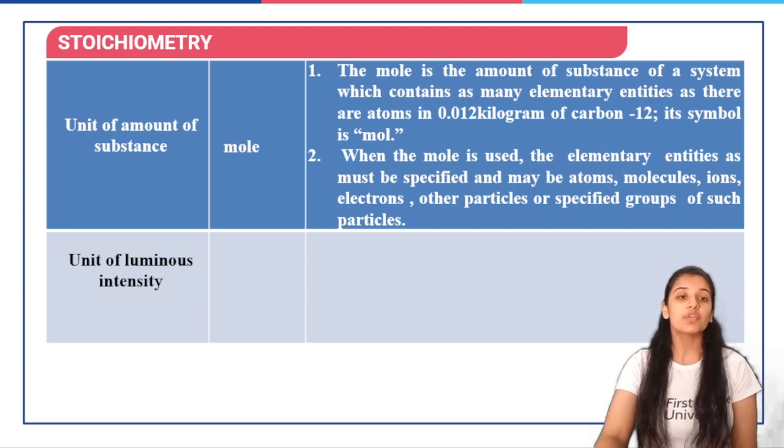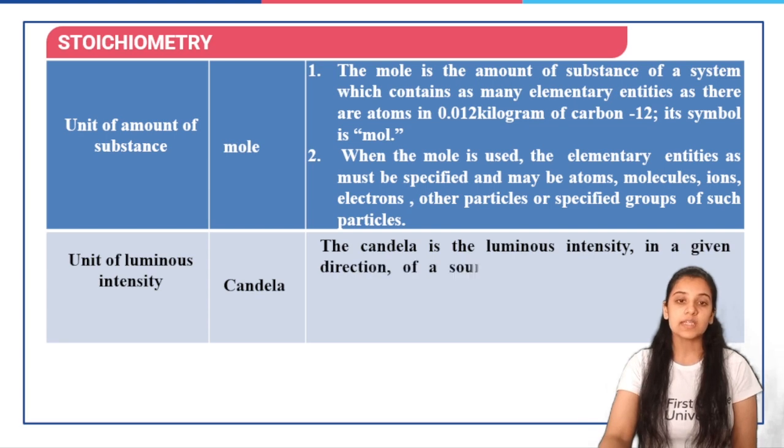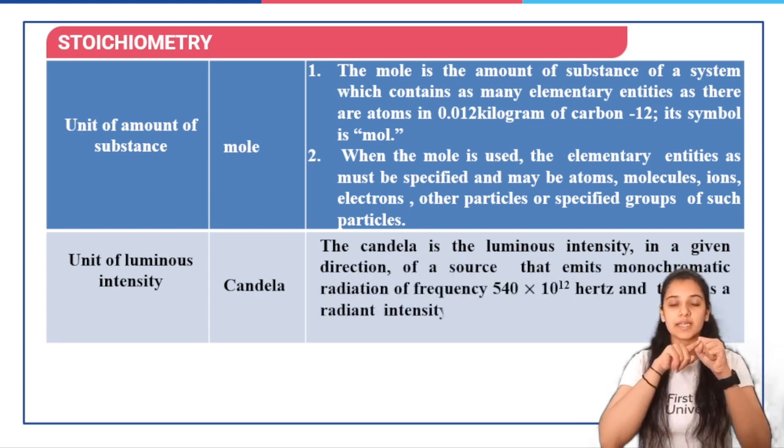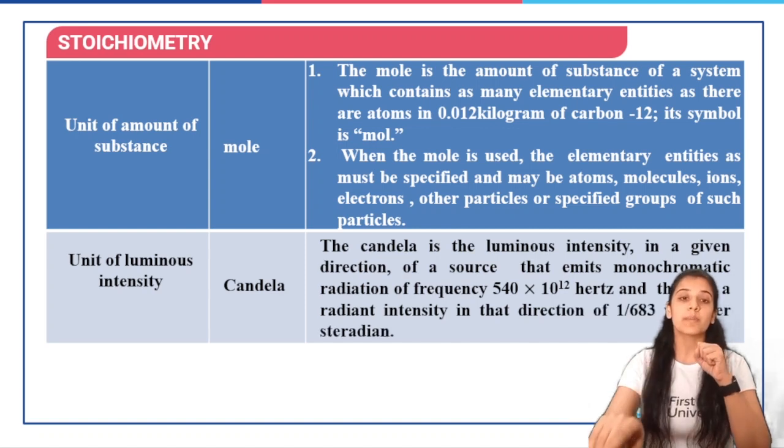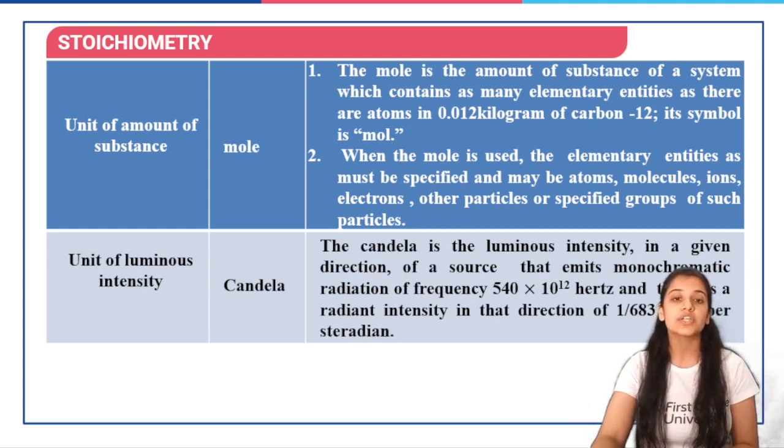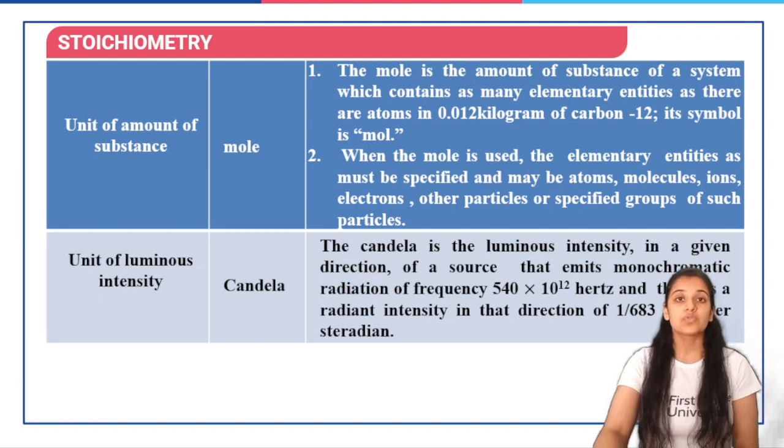Then unit of luminous intensity, candela. The candela is the luminous intensity in a given direction of a source. Okay, so there's a source, then a given direction of a source that emits monochromatic radiation, that is a single wavelength radiation, frequency 540 into 10 raised to power 12 hertz, and that has a radiant intensity in the same direction that is 1 upon 683 watt per steradian. That's your homework to check out what is this steradian.